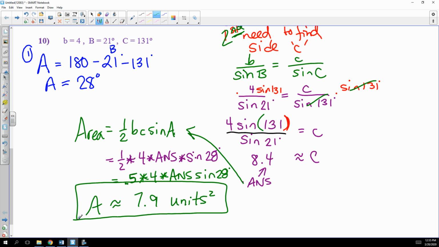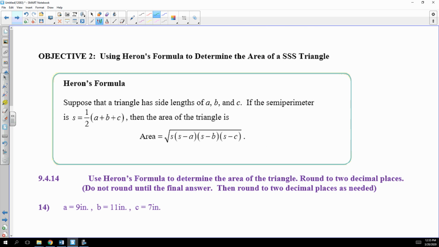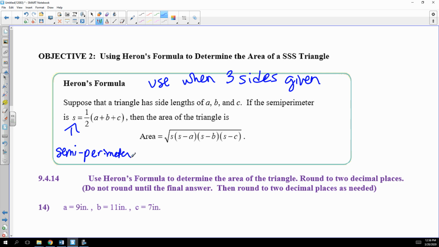So we're going to move on to the next type of problem. On page 2, you have Heron's formula. Heron's formula is a way to find the area when you only have 3 sides given and no angles at all. It's definitely the easiest way to find the area when you have 3 sides given. Okay, and you're not asked to find any angles. S just represents the semi-perimeter. It's like half of the perimeter of the triangle. So S is for semi-perimeter, and this formula is the square root of S times S minus A times S minus B times S minus C.